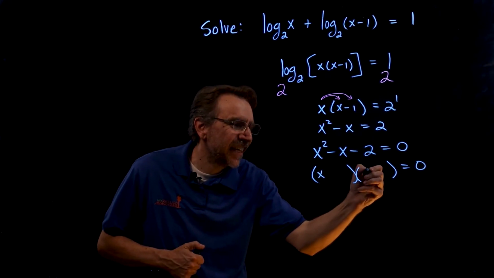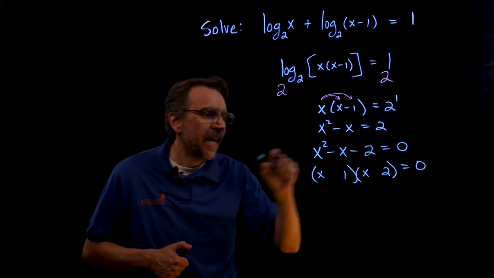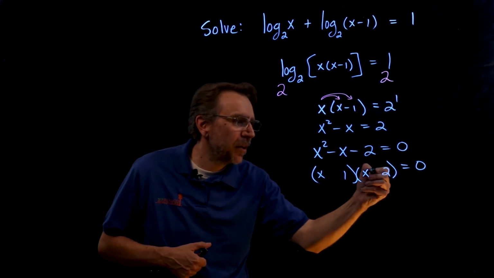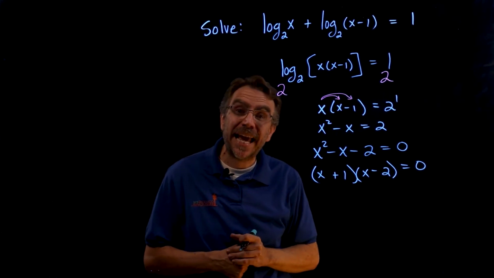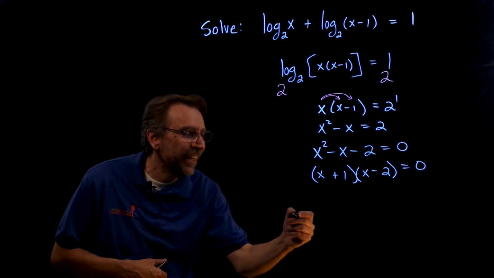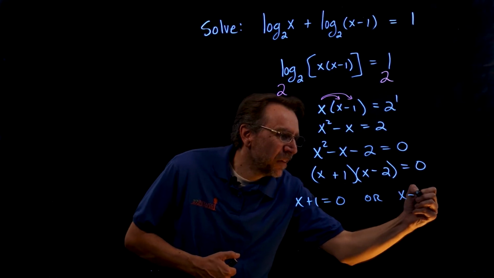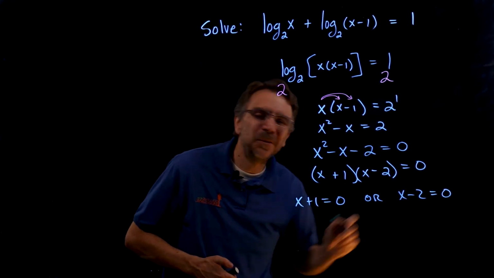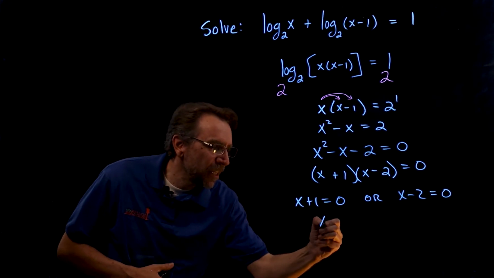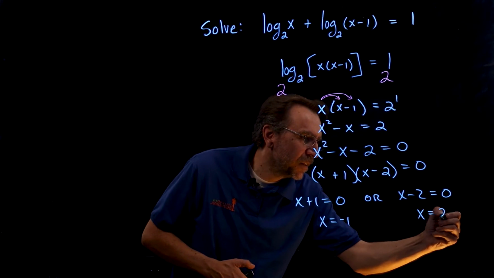First term first, x and x. 2 breaks up as 1 times 2. And I need it to add up to -1. So the 2 better be negative, and the 1 better be positive. 1 times -2 is -2. Yeah, it factors. OK? And then we'll take each factor and set it equal to 0, right? So x plus 1 equals 0, or x minus 2 equals 0. And here we get 2 possible solutions, x equals -1 or x equals 2.